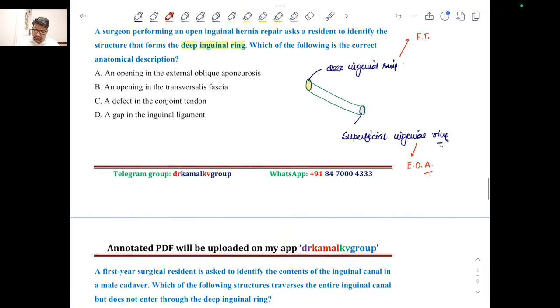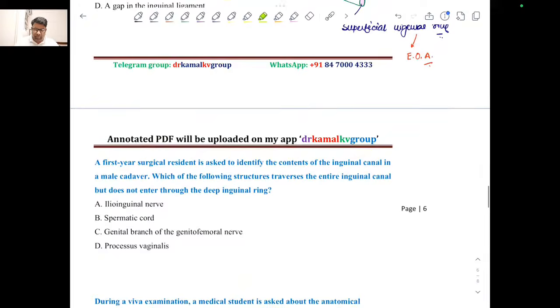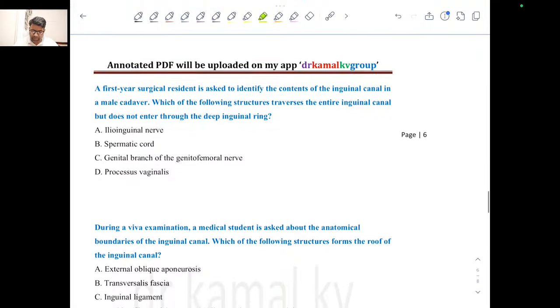Okay? So if the question is about the deep inguinal ring, what do you have to answer? It is an opening in the transversalis fascia or fascia transversalis. Okay? So this is the deep inguinal ring. Superficial inguinal ring, it is in external oblique aponeurosis. Fine? Please remember this much. Then moving forward to the next question.